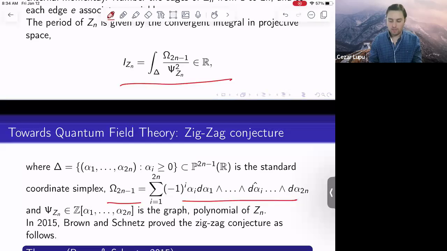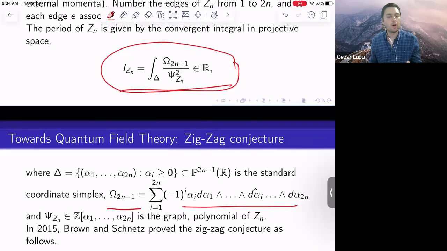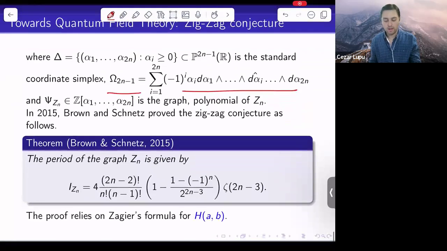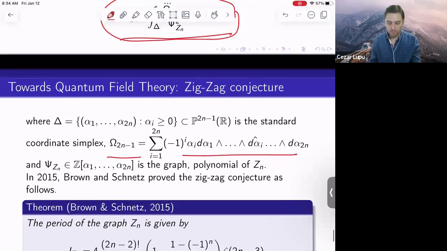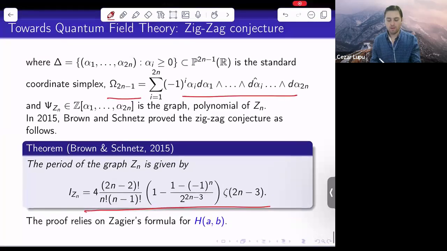Basically, there was a conjecture by Broadhurst, who said that this period, given by this convergent integral in projective space, can be expressed in terms of odd zeta values. In 2015, Brown and Schnetz proved this zigzag conjecture. In fact, they found the exact formula, which looks like this. This integral is equal to this formula, and this relies again heavily on Zagier's formula.